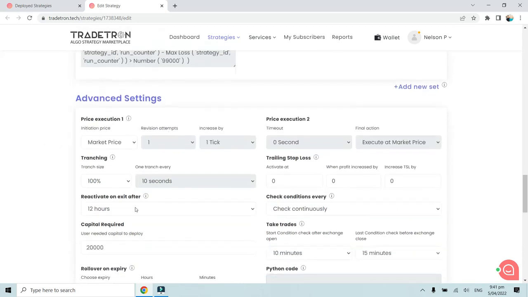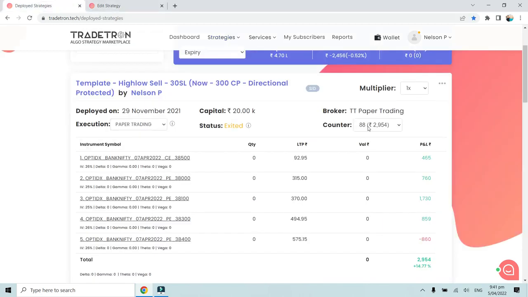For example, if you have put 2 minutes as the reactivation time after universal exit, every time the strategy re-enters after 2 minutes, the counter number will automatically change, and the PNL will also start taking fresh re-entries accordingly. So the PNL will also reflect for that particular counter.